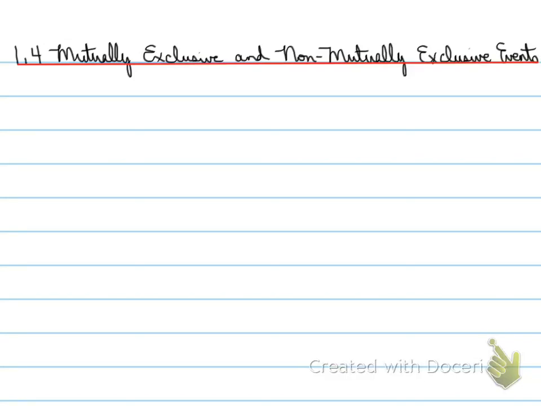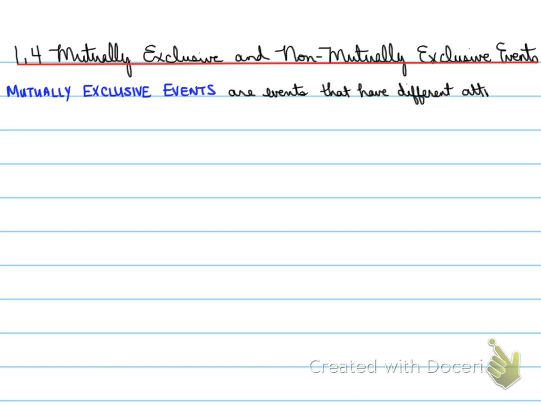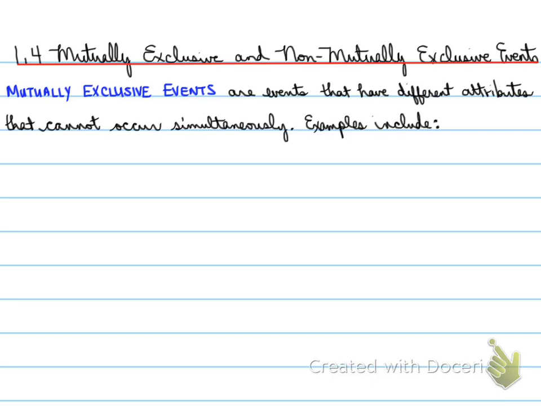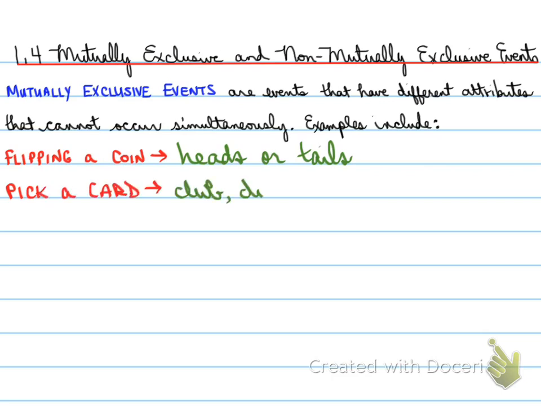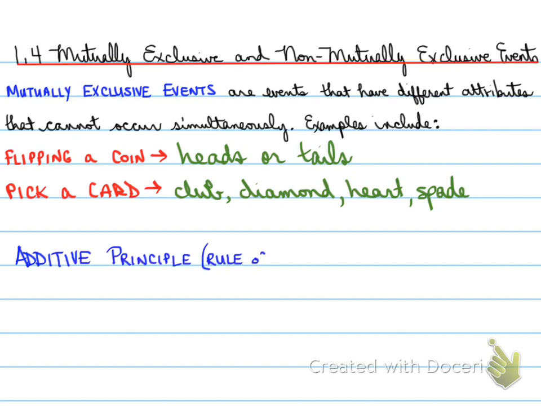All right, mutually exclusive and non-mutually exclusive events. Mutually exclusive events are basically events that have different attributes that cannot occur simultaneously. Examples include flipping a coin, heads or tails, picking a card, club, diamond, heart, spade. So those two have different events that cannot occur simultaneously.